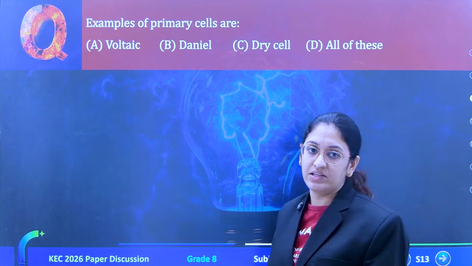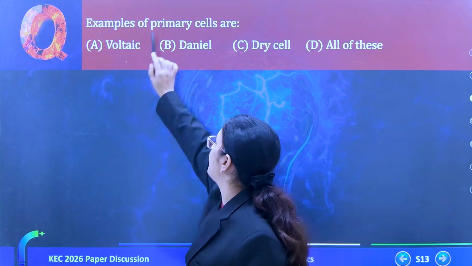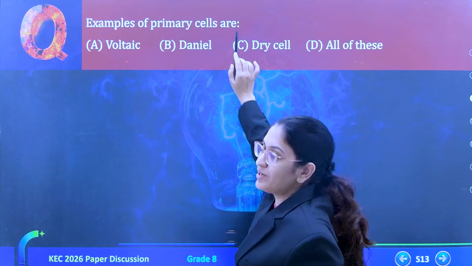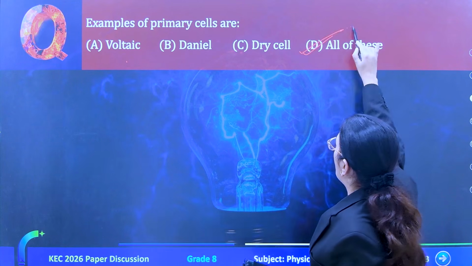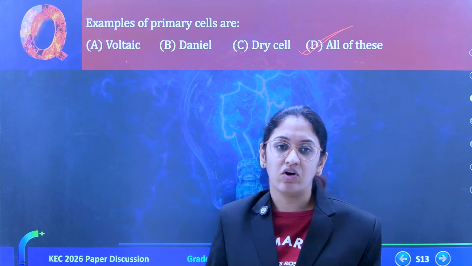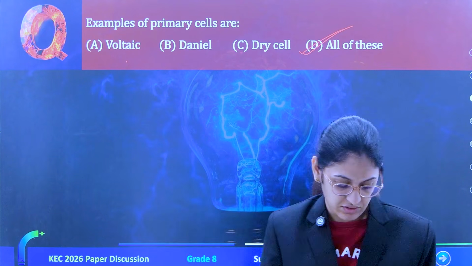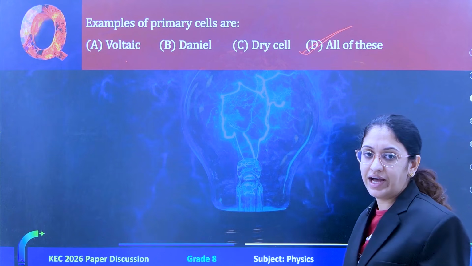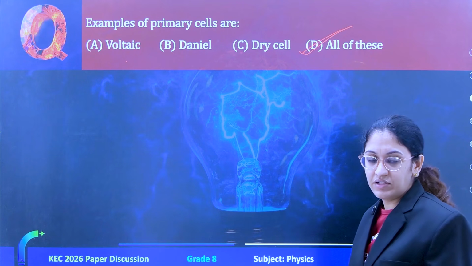Examples of primary cells: primary cells are voltaic cells, primary cells are linear cells, primary cells are dry cells. So all of these is your correct answer. Done?